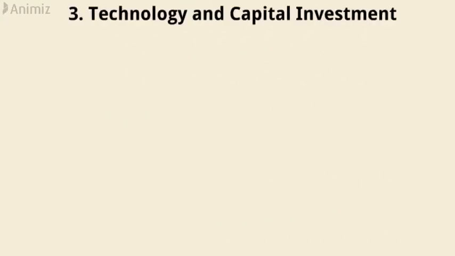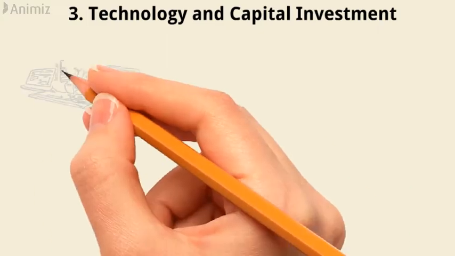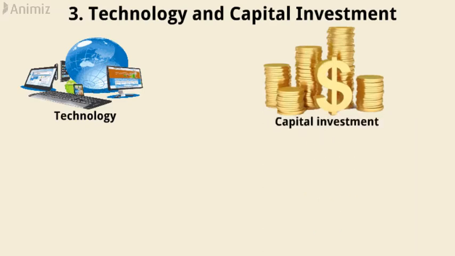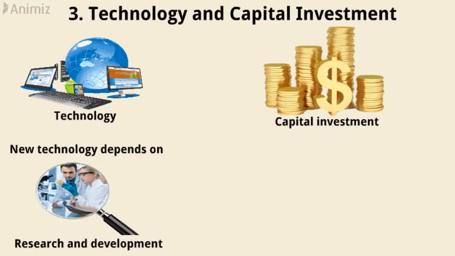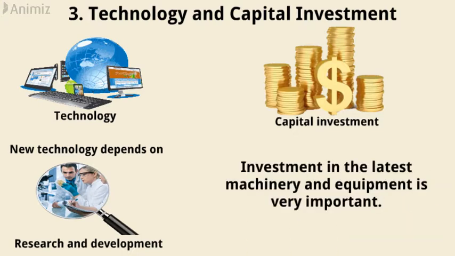Let's move on to number 3. Technology and capital investment. One of the major factors in continuing the productivity improvement is the technology and capital investment. New technology depends on the research and development department. To apply new technology, investment in the latest machinery and equipment is very important.